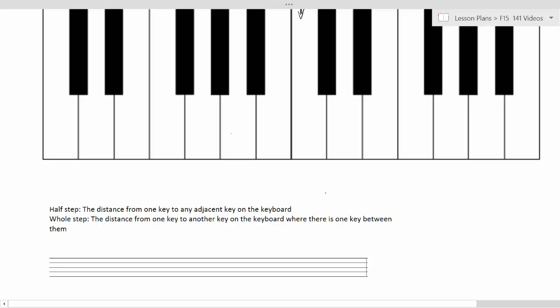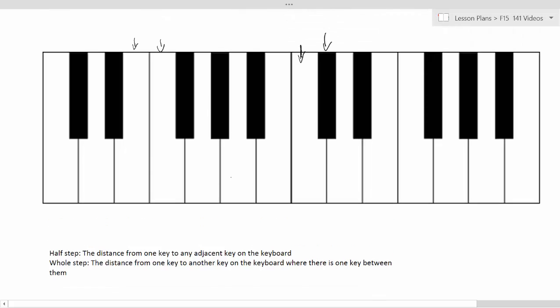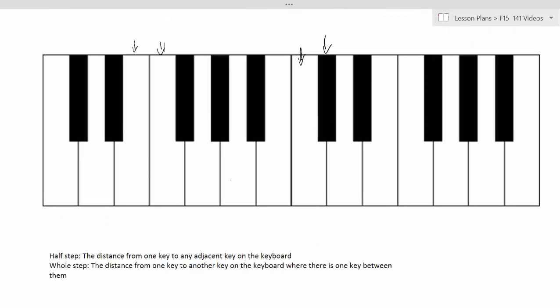A whole step, on the other hand, is the distance from one key to another key on the keyboard where there's one key between them. So it's kind of like two half steps put together, right? C to C sharp is a half step, and C sharp to D is a half step. If you put those two together, you get a whole step. So if we take a look, C all the way to D, there's one key in between, that's C sharp, so that's a whole step. Similarly, this E flat here to this F here would be a whole step because there's one key in between them, this E. Okay, so that's half steps and whole steps.